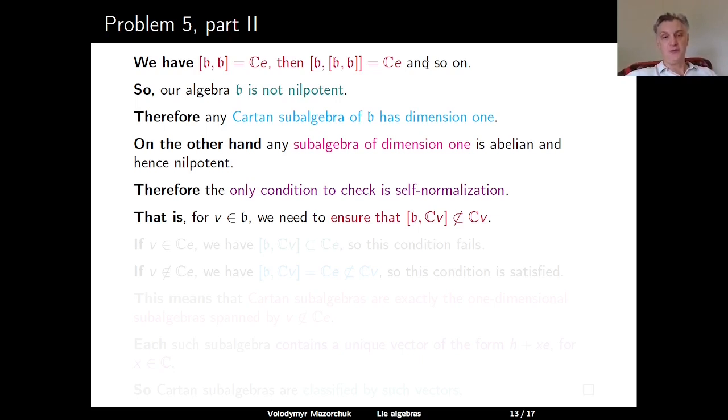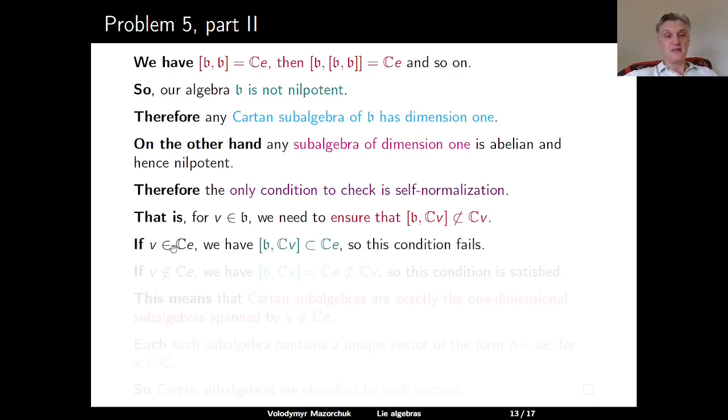And the only thing which is bigger is the whole algebra. So to ensure self-normalization, we need the condition that the normalizer is not the whole algebra. So if we bracket B with the linear span of our one-dimensional subalgebra generated by V, we cannot get inside the linear span of V.